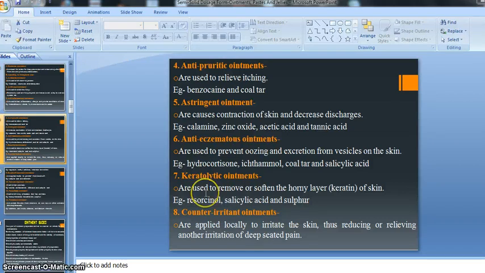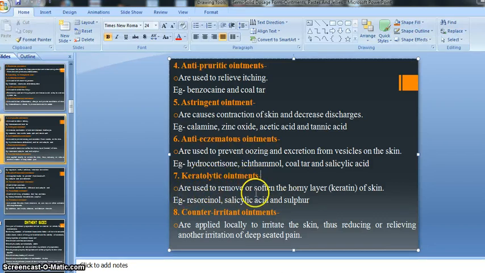Then in today's topic we will discuss the remaining portion, starting with the keratolytic ointment. So let's begin. Listen carefully. Keratolytic ointment is used to remove or soften the horny layer, that is the keratin of skin, right?